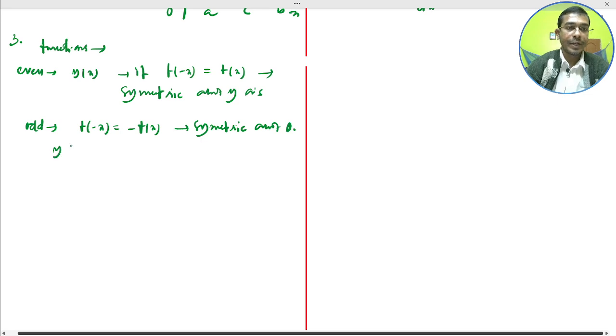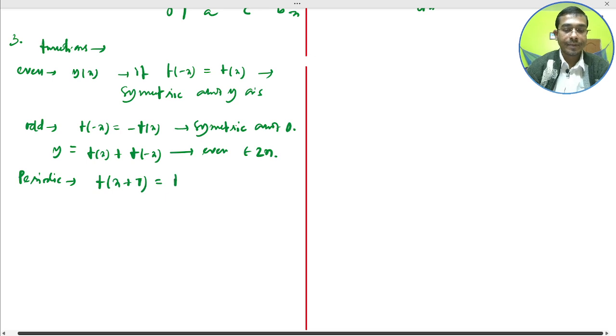And for the combination of even or odd functions, y equal to f(x) plus f(-x) is always even. And the periodic function: a periodic function means that f(x + T) is equal to f(x). This is the condition where T is the period.